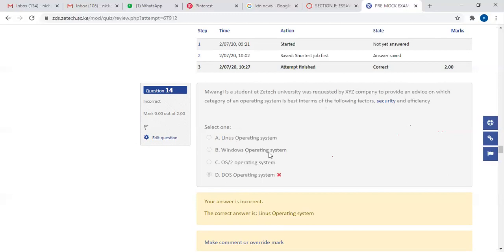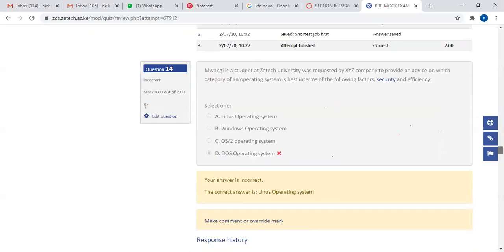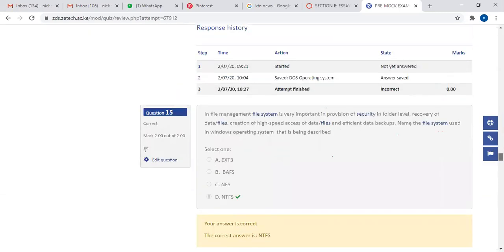Windows, we said it is not secure at all. OS/2 was the oldest operating system and was not user-friendly. If it is not user-friendly, automatically it is not efficient for most users. Linux is efficient because viruses or Trojans cannot affect it. So this was Linux. Then I think that one is okay.